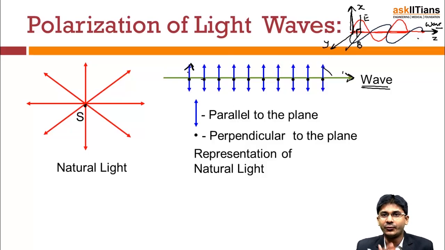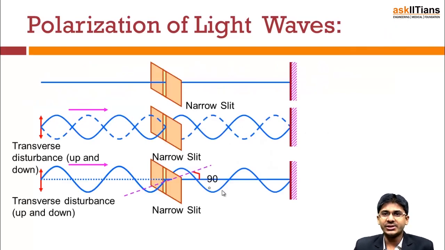Till now we have used the expressions for electric field, right? It is this electric field which is varying, and we have shown it by equations. And this is the actual picture of a light wave. So this is parallel to the plane of your monitor, and this is perpendicular. So this is the representation of natural light. Now we'll see what this behavior of polarization is.